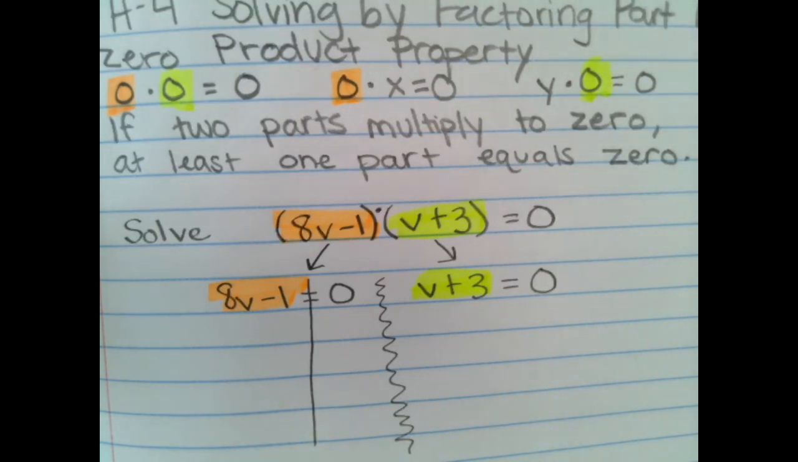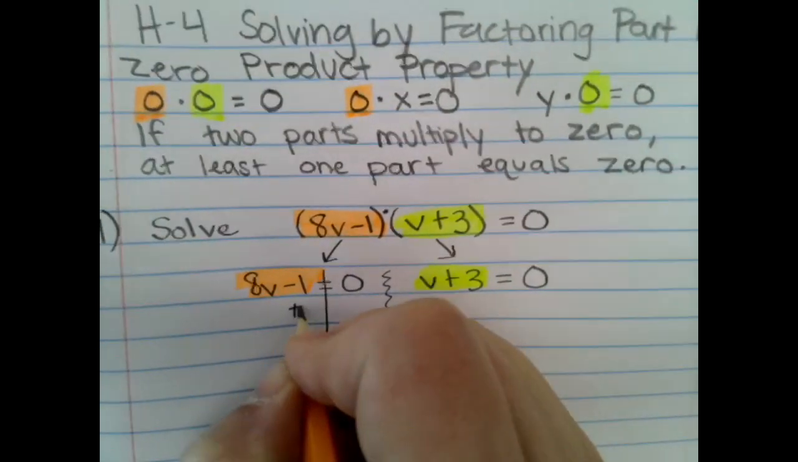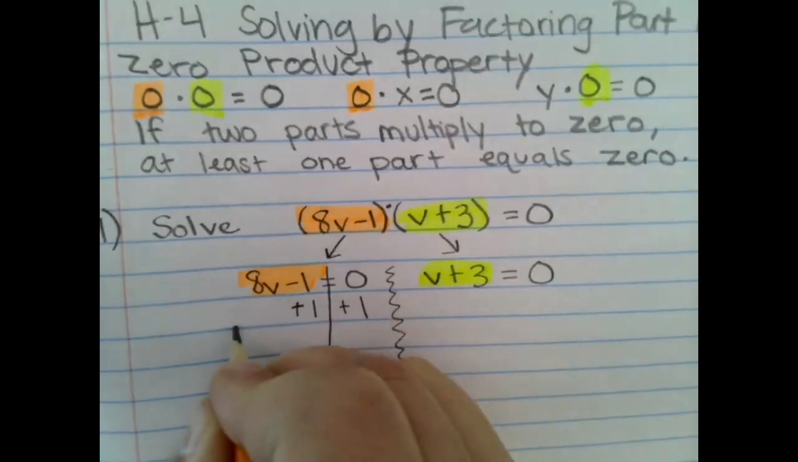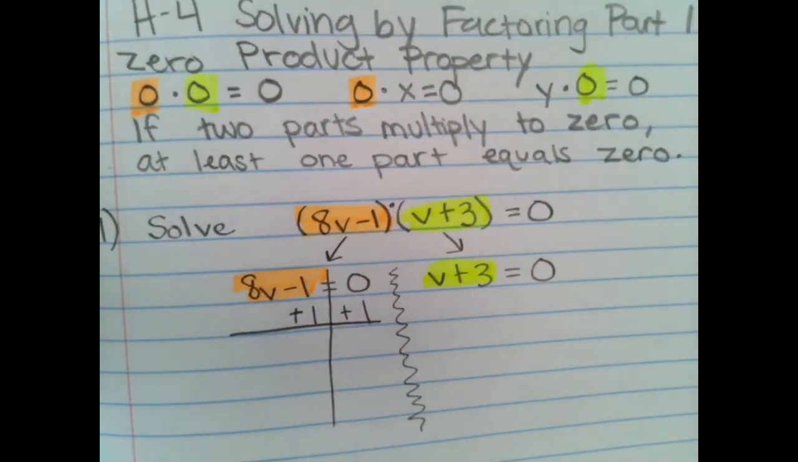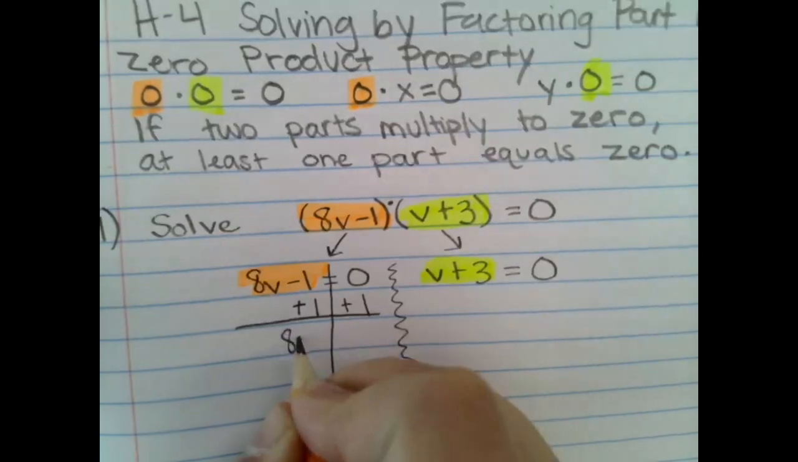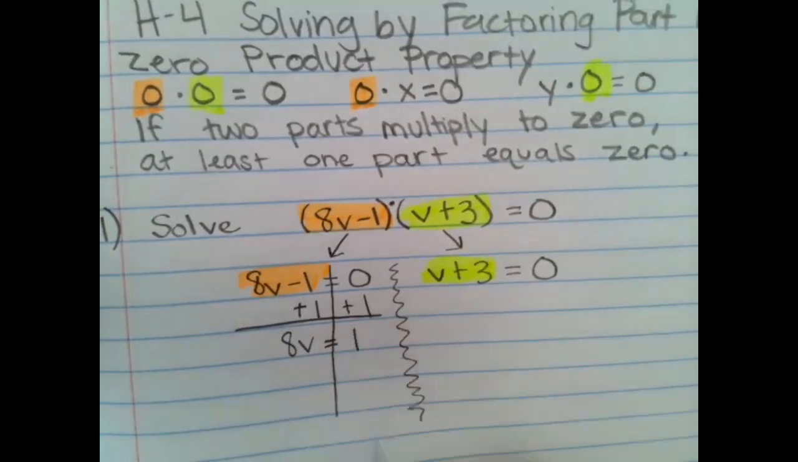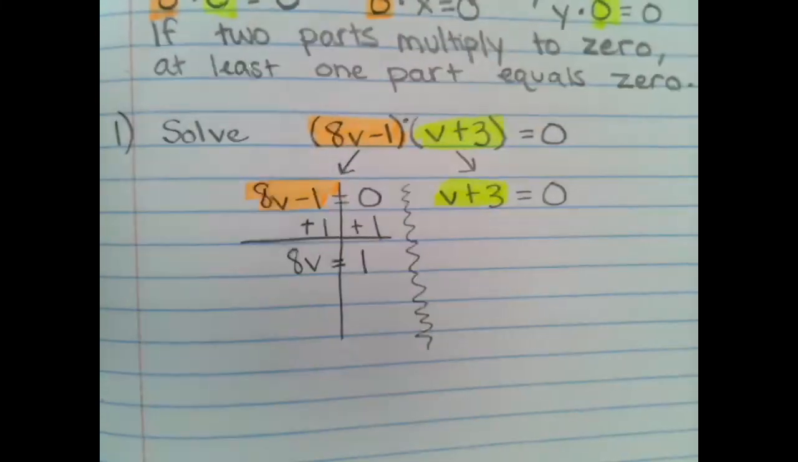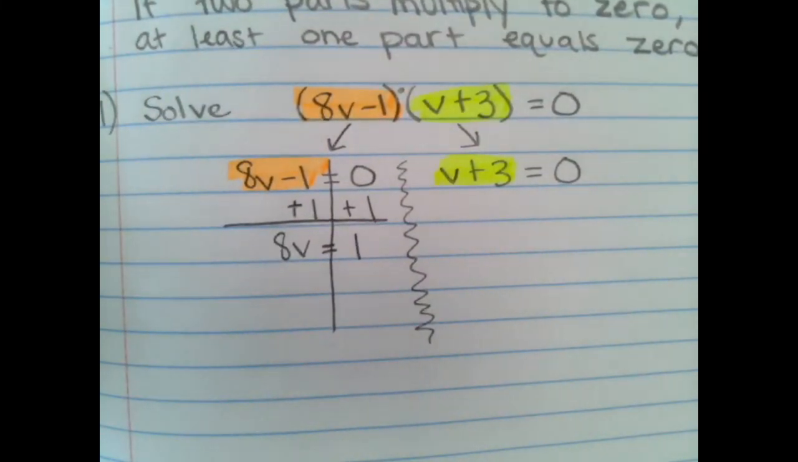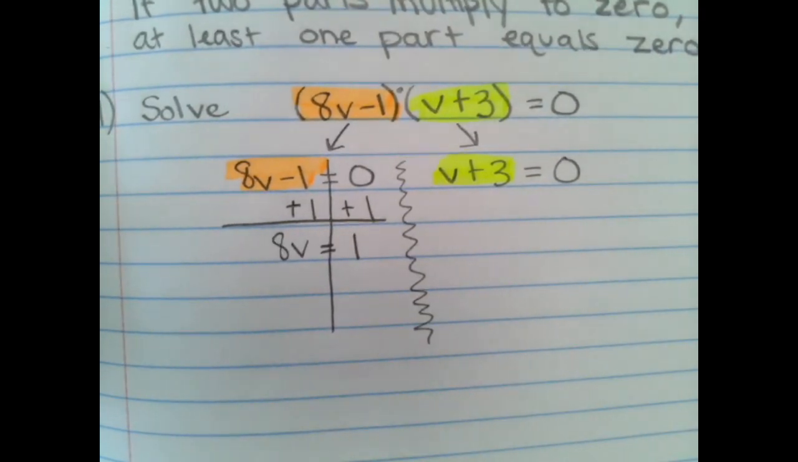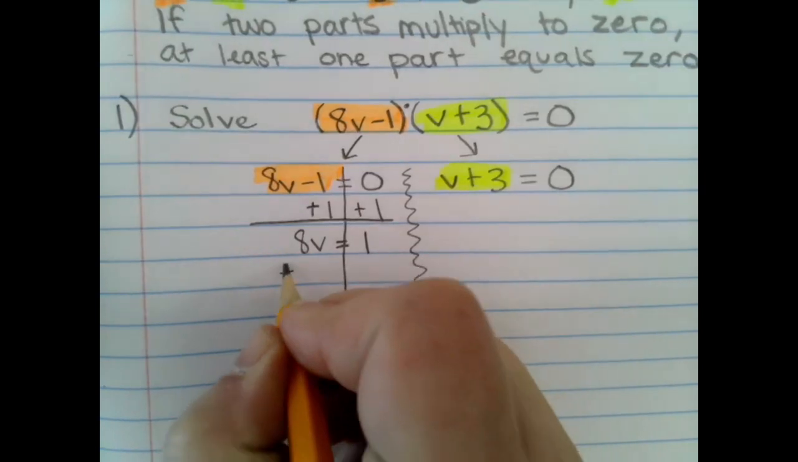Do we undo the 8 first or the 1? The 1. And if I see a minus 1, how would I undo a minus 1? Add 1. Good. And if we do it to one side, do it to the other. You guys are like, Miss Morrell, we know this. Yep. Add 1 to both sides. So 8v equals 1. Not done yet. Our goal is to get v all by itself. So our next step is, good, divide by 8.